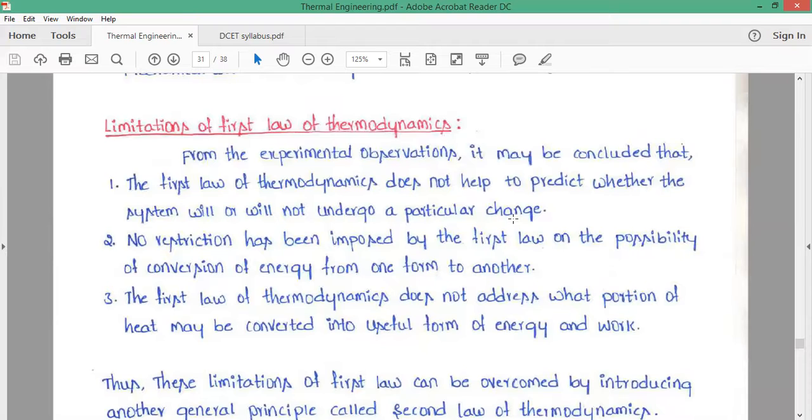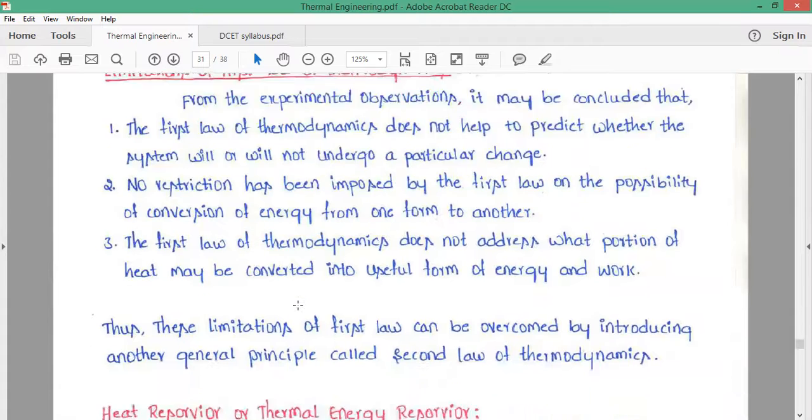But the first law of thermodynamics does not help to predict whether the system will or will not undergo a particular change. No idea about that from the first law. No restriction has been imposed by the first law on the possibility of conversion of energy from one form to another form. What is the possibility of conversion? What amount of energy can be converted from one form to another form? And the first law of thermodynamics does not address what portion of heat may be converted into useful energy or work. Right?